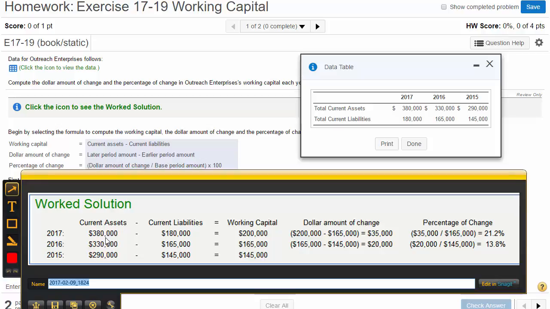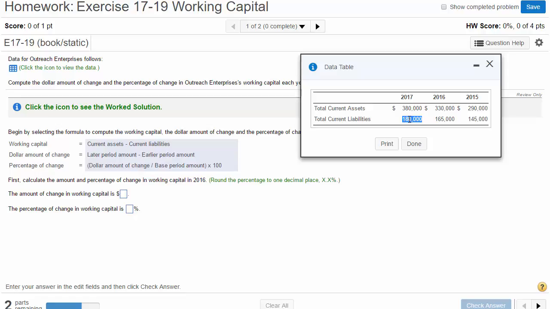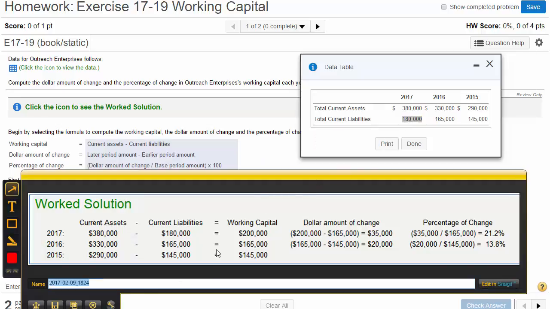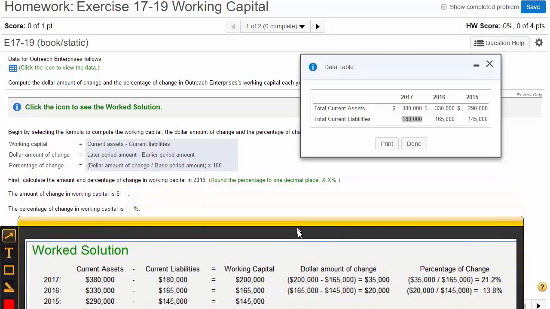The first task is to figure out working capital for all 3 years. So remember, working capital is current assets minus current liabilities. Let's just do 2017 real quick. The 380,000 here came from the 380,000 here, current assets, and then you subtract the current liabilities. That gives us working capital of 200,000 in 2017. And then 2016, we have $165,000 of working capital, and 2015, we have $145,000 of working capital.